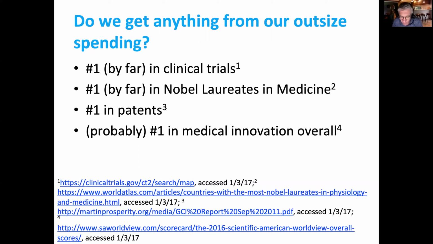And so as a result of that, you could say that we're probably #1 in medical innovation overall, although that assertion depends in large part on your definition of innovation.